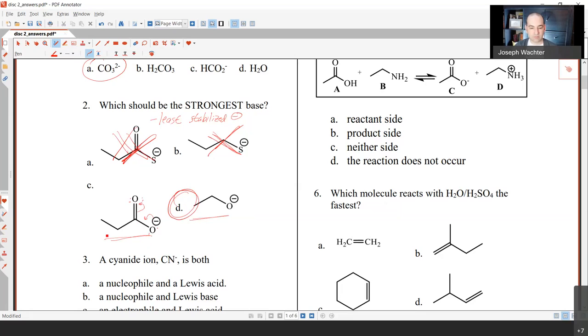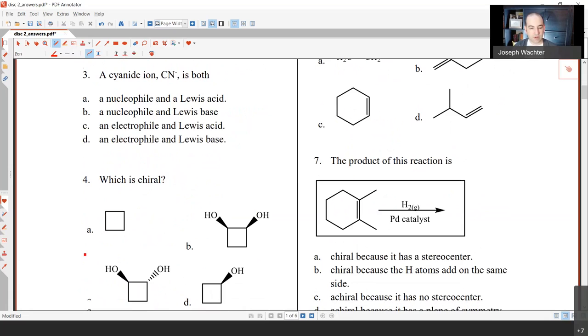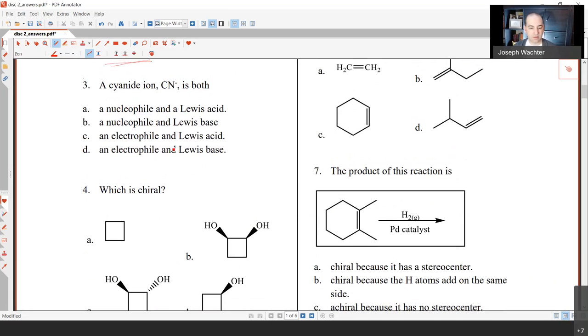All right. Thank you. Okay, so on to number three, a cyanide ion is both a nucleophile and a Lewis base. So A and D don't make any sense because those are opposites, but B and C are always the case no matter what the specific atom is. A nucleophile is always a Lewis base, and an electrophile is always a Lewis acid. That's just the definition of those things.